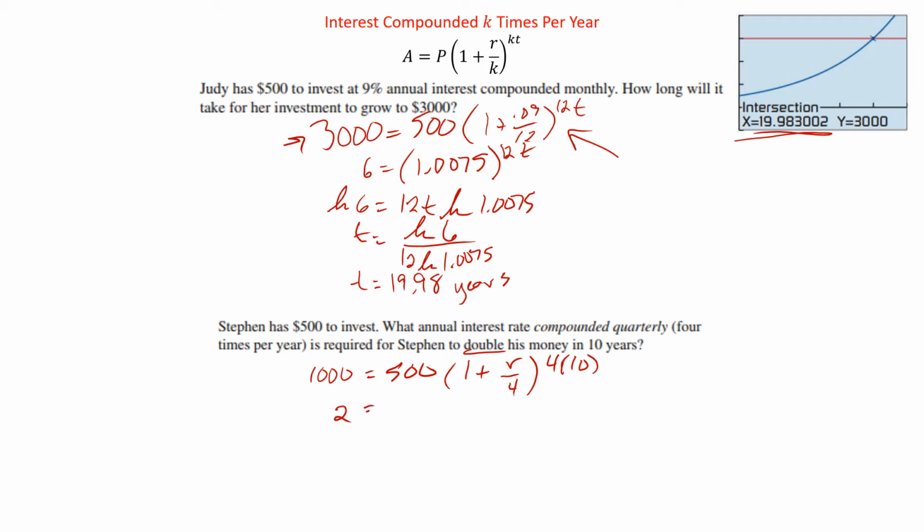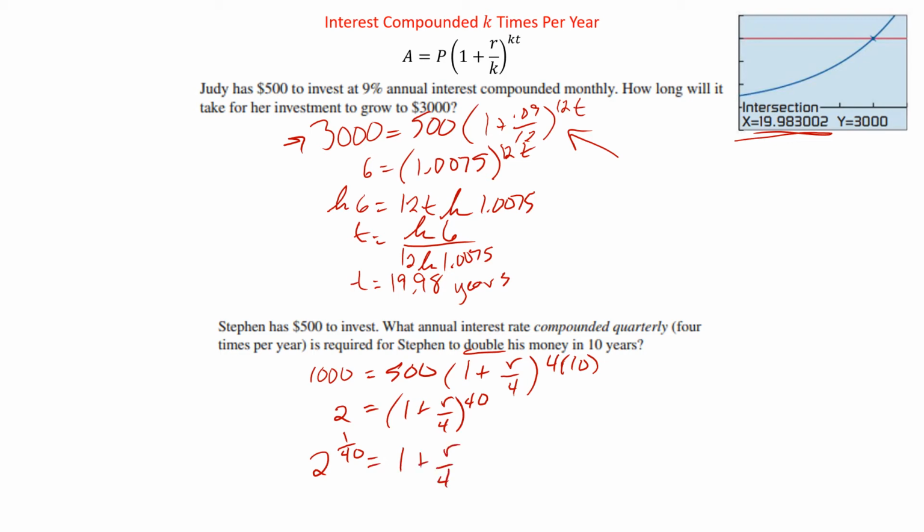So we get 2 equals 1 plus r over 4 to the 40th. And now we do have a couple different options here. Solving graphically, we could graph these and see what that r would have to equal. Another thing we could do is take the 40th root. What would the 40th root be? That would be 2 to the 1/40th power will equal 1 plus r over 4.